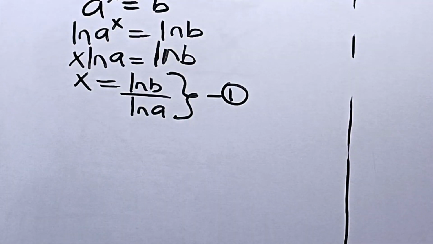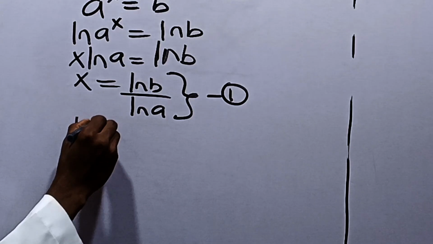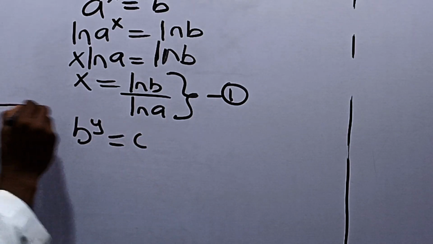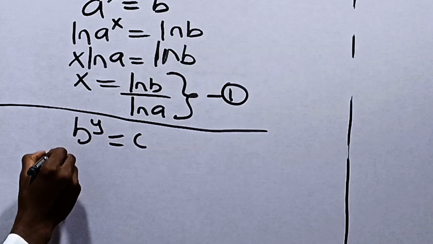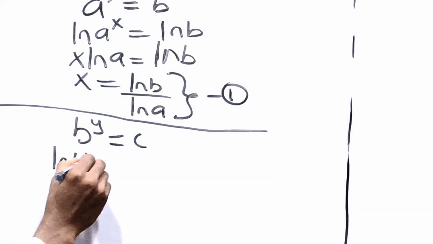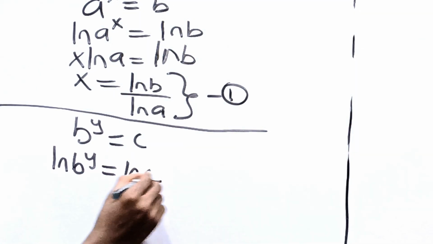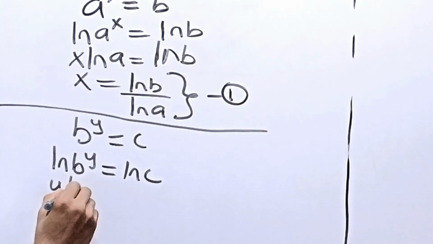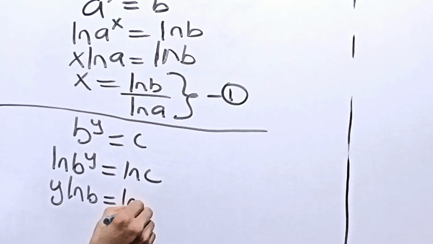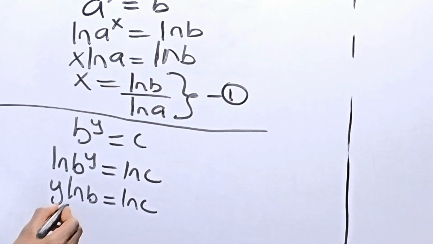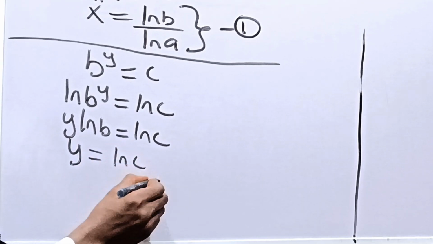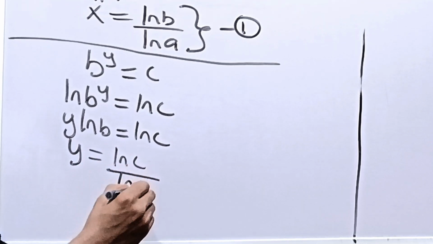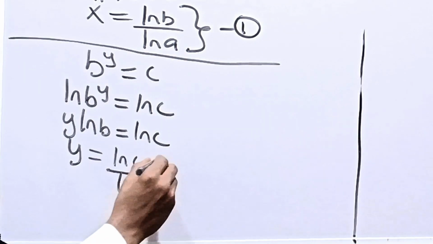And let's go ahead for the second one. So we have b raised power y is equal to c. Okay, let's separate this. Now from here we have the same step, ln of b raised power y will be equal to ln of c. Now we have y ln of b is equal to ln of c. From here we now have that y will be equal to ln of c divided by ln of b. Let's call this equation 2.